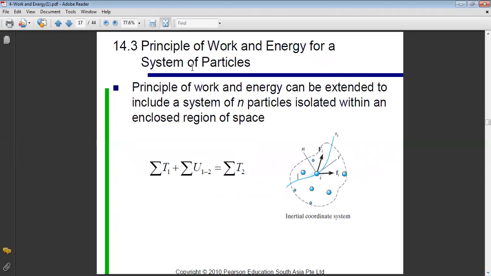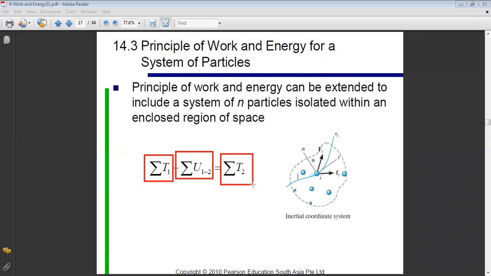Now, if I take a system of particles, I can work with several particles instead of one. So all I have to do, if I take a system of several particles, is say that the summation of kinetic energy of all particles at state 1 plus the summation of work of all external forces on the system is equal to the final kinetic energy, the summation of final kinetic energy of all my particles.